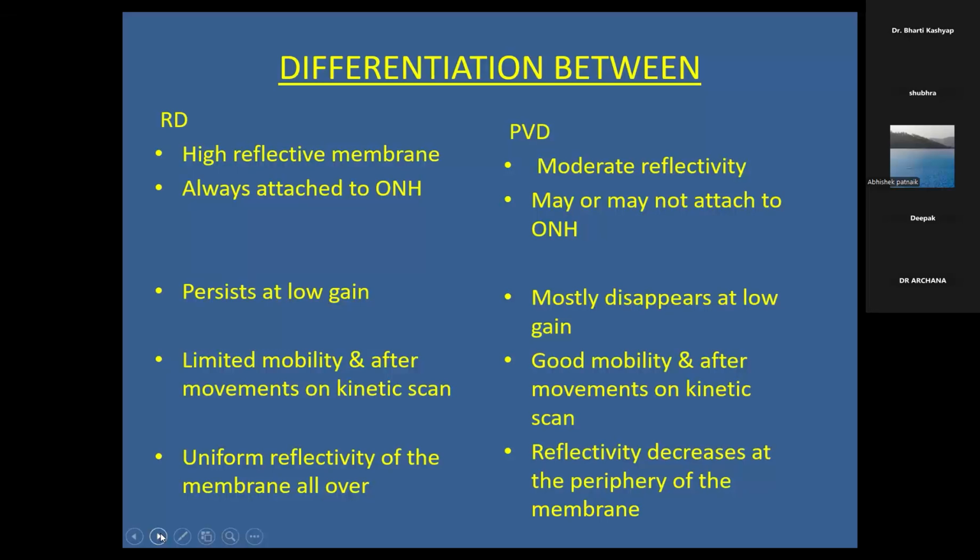They have limited mobility in retinal detachment, and after movements on kinetic scan are limited. But in posterior detachment cases, they have good mobility and after movements whenever the patient is asked to move their eyeball, which is called a kinetic scan or moving scan. The reflectivity in retinal detachment is uniform all over, but in posterior detachment, as we go towards the periphery, the reflectivity decreases.